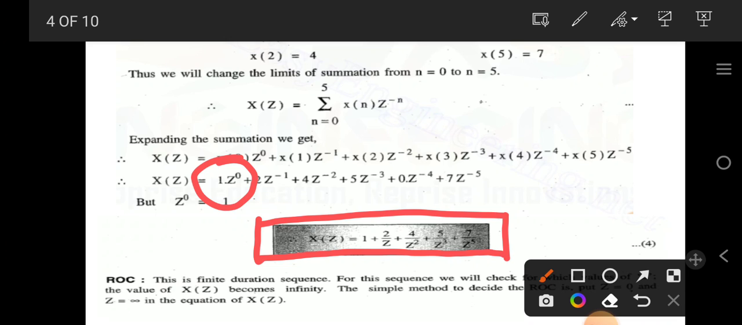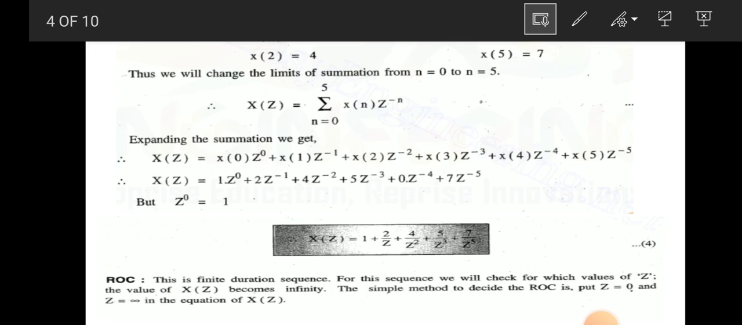Now the next step is to draw the ROC. This is finite duration sequence. For this sequence we will check for which values of z the values of x of z becomes infinity. The simple method to decide the ROC is to put z equals to 0 and z equals to infinity in the equation x of z.